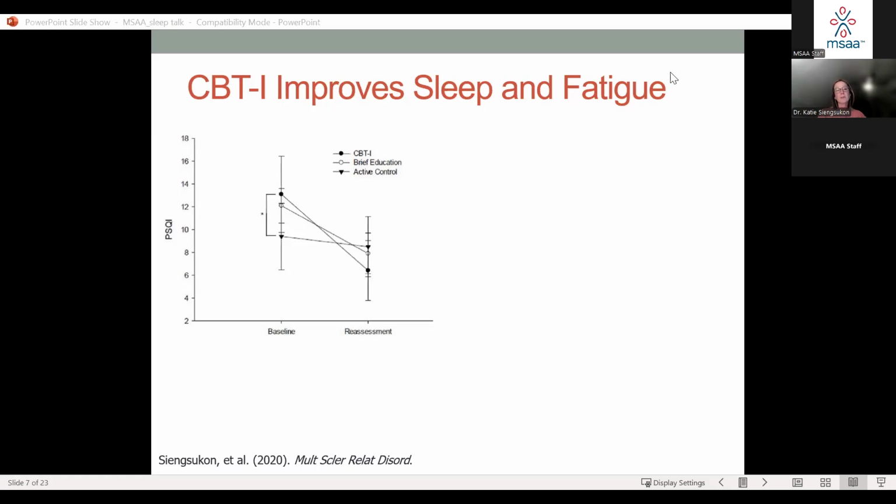This was an in-person study where we actually had three different groups. People were randomized into the cognitive behavioral therapy for insomnia group, where they received this specific intervention one time a week for 6 weeks, or they received a brief bout of education. Everybody came in for a baseline assessment, and the people randomized into the brief education group received about 20 to 30 minutes of education from a research assistant. Then we didn't see them for 6 weeks, and then they were reassessed.